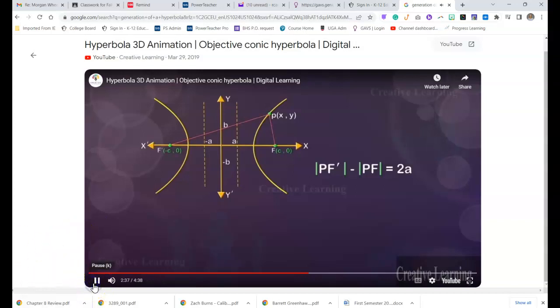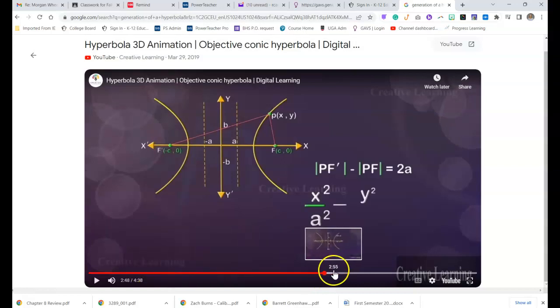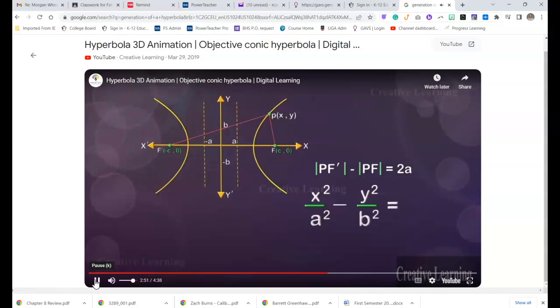It's kind of complex. We obtain the standard equation. Does that look familiar? x squared over a squared minus y squared over b squared is equal to 1. Sounds familiar. Okay, but something's different. There's a minus in there. Otherwise, that looks like the formula that we used for ellipses, right? Okay.